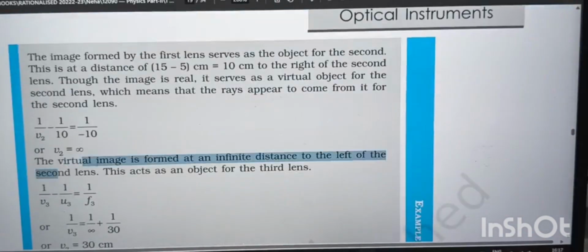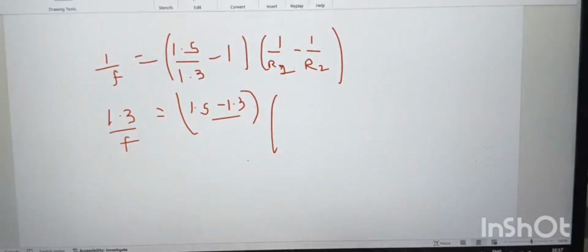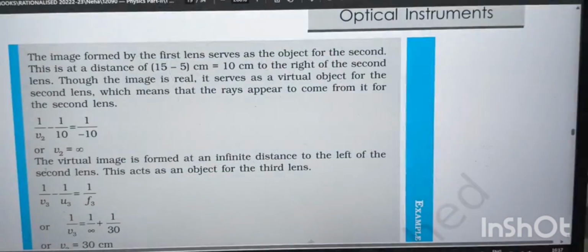Now if you see, if you send the 1 by 10, it is negative 1 by 10. If you send it over here, it becomes positive 1 by 10. Positive and negative will get cancelled, you will get 0. If 1 by v2 is 0, what will be v2? You take the inverse. Take the inverse of 0. 0 is in the denominator, so you get infinity. So that is what they have given, infinity.